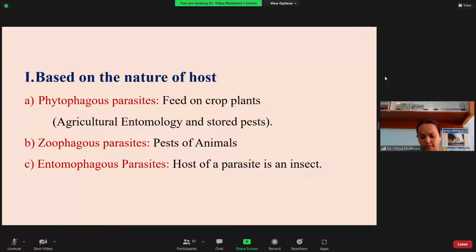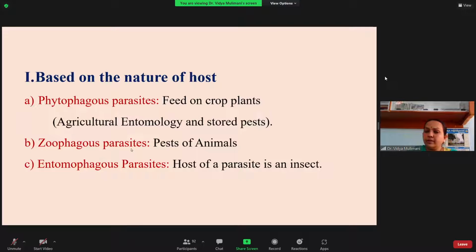Next, moving on to the classification. The first one is the nature of the host. This is nothing but the type of the host, whether they are attacking plants, insects, or things other than insects like animals. The first one is the phytophagous parasite. Usually they are pests which mainly feed on crop plants. That you can also call a parasite. We call that agricultural entomology and storage entomology, which we are dealing with now.